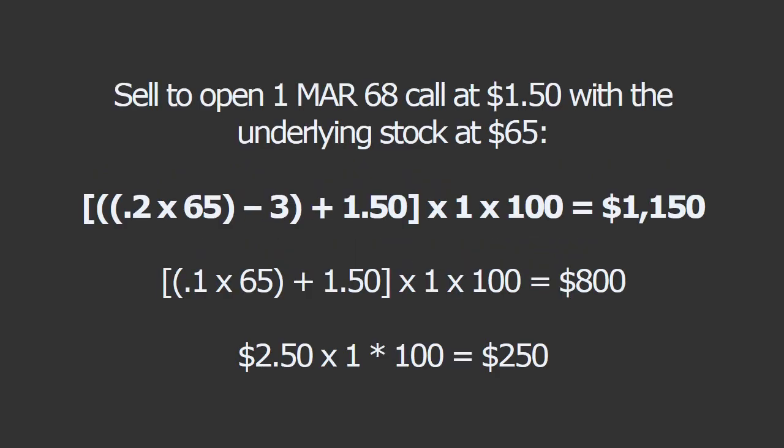Now the premium that you get from the sale can be applied to meet the initial margin requirements. So there's another example right there for you. On this example here, the requirement that you're going to have is $1,150, but you also have the premium of $150. So the buying power that you need for this trade would be $1,000.